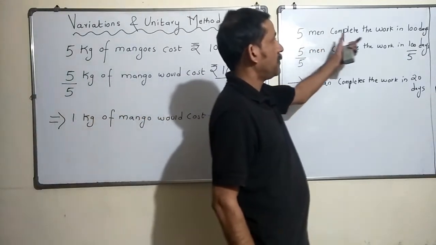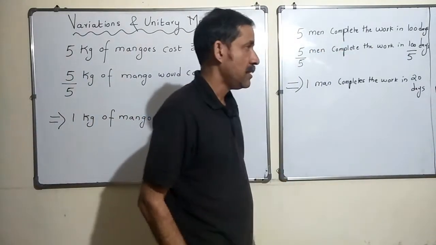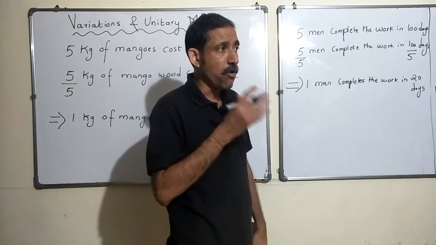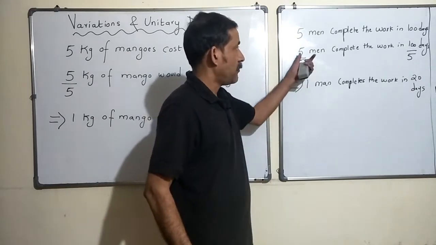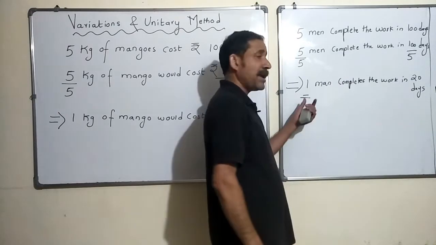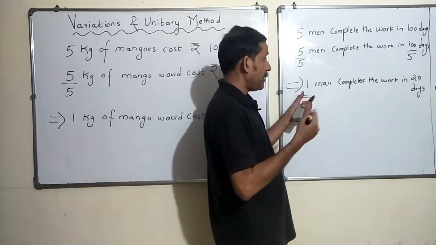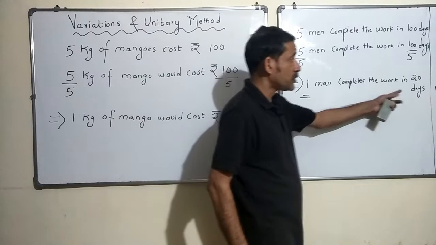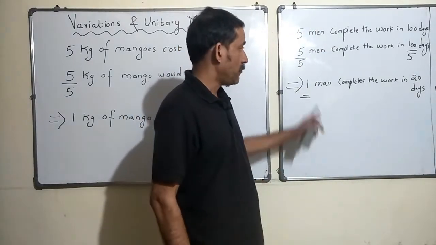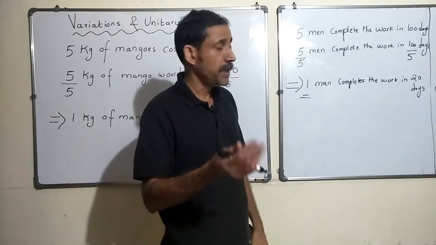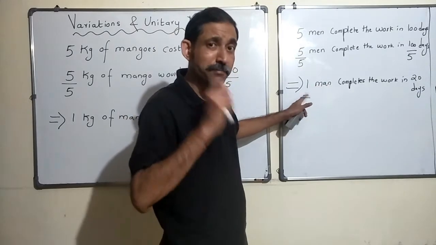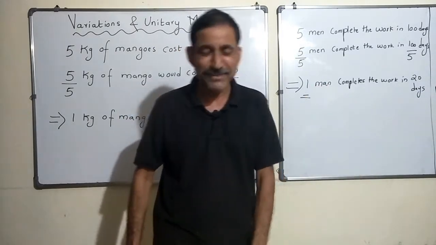Similarly, 5 men complete the work in 100 days. So I want to know, if I have only one man at my disposal, how many days would it take? Now when I divide both sides, my intention was to find the time taken by one man, but it happens to be wrong. If 5 men take 100 days and only one man can do the same work in 20 days, then why should I employ 5 men? I can employ only one man who can do it in 20 days.